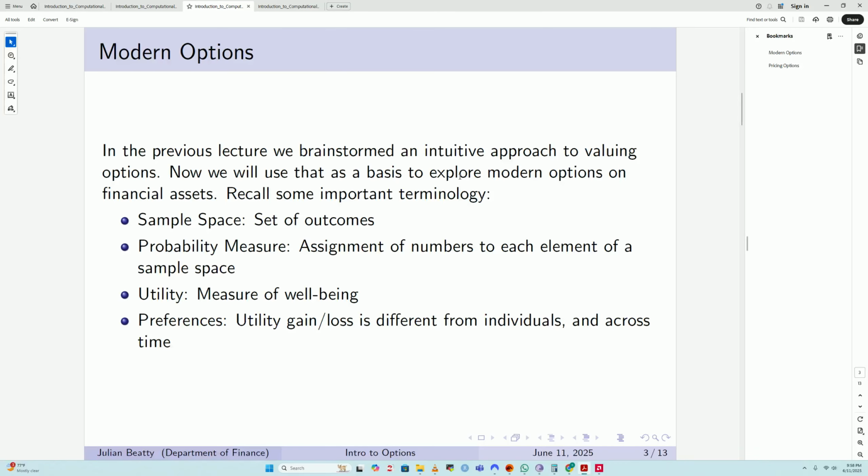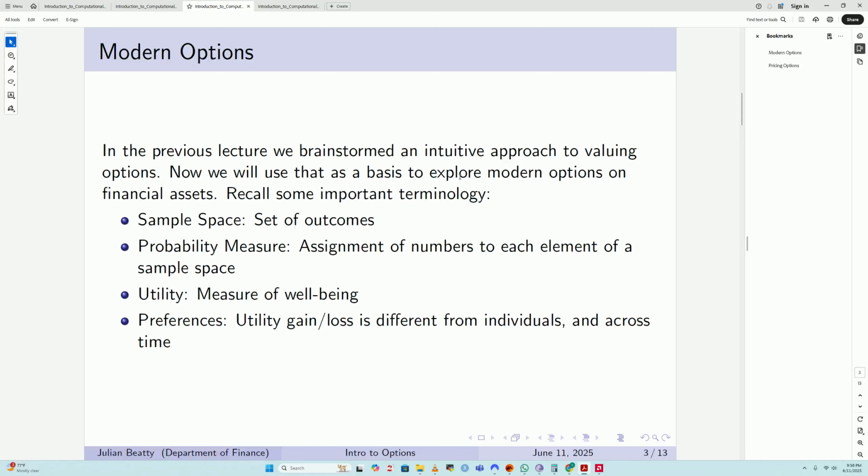In the previous lecture, we tried to brainstorm an intuitive approach for valuing options. We're going to use the option on the orange as an intuitive basis to guide our exploration to modern options, which are usually on financial assets. So we're going to recall some important terminology.